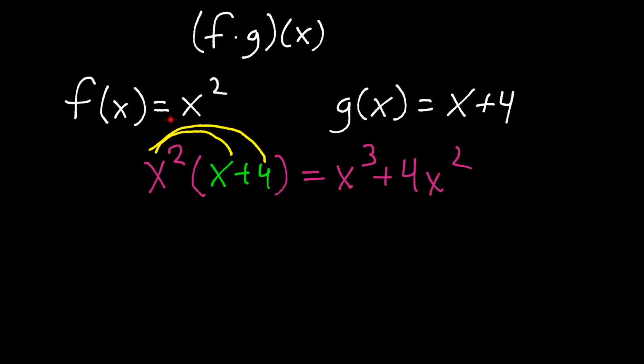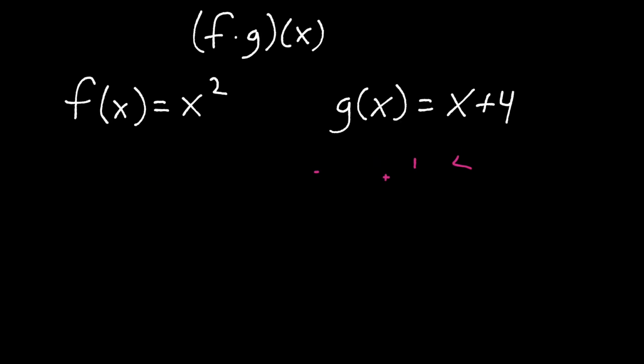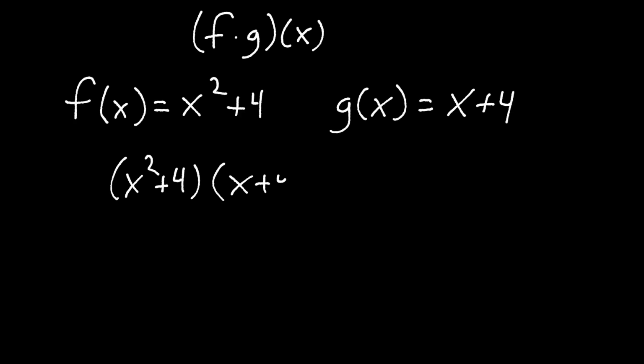Now, but what if I do have two terms here? So let's erase this real quick and try it a little bit differently. Let's say my f of x is actually x squared plus 4. Well, then I'm going to have x squared plus 4 times the quantity x plus 4. And this is going to give us an opportunity to use our FOIL method, because I have to distribute the x squared to everything and the 4 to everything.